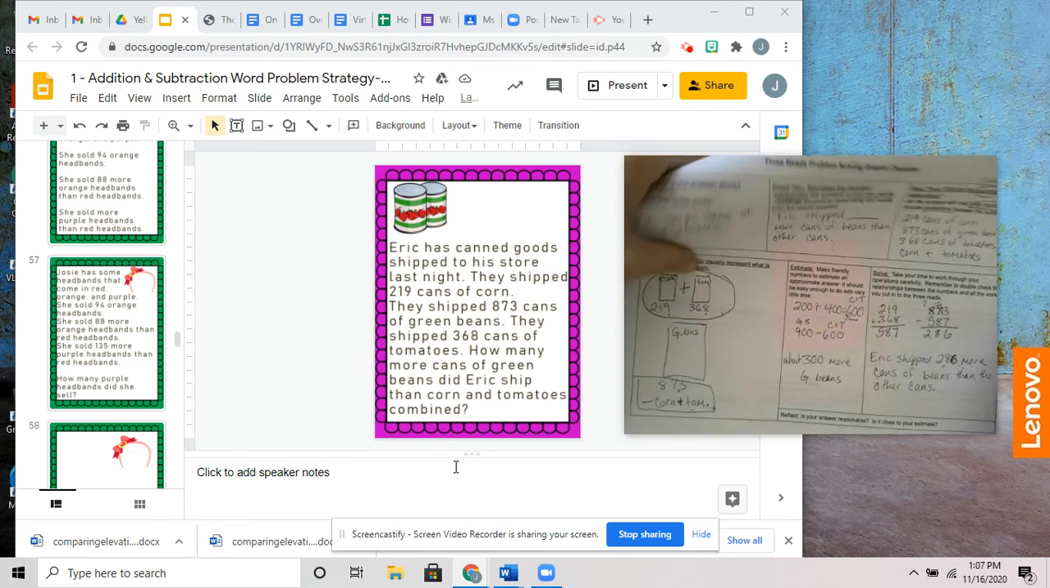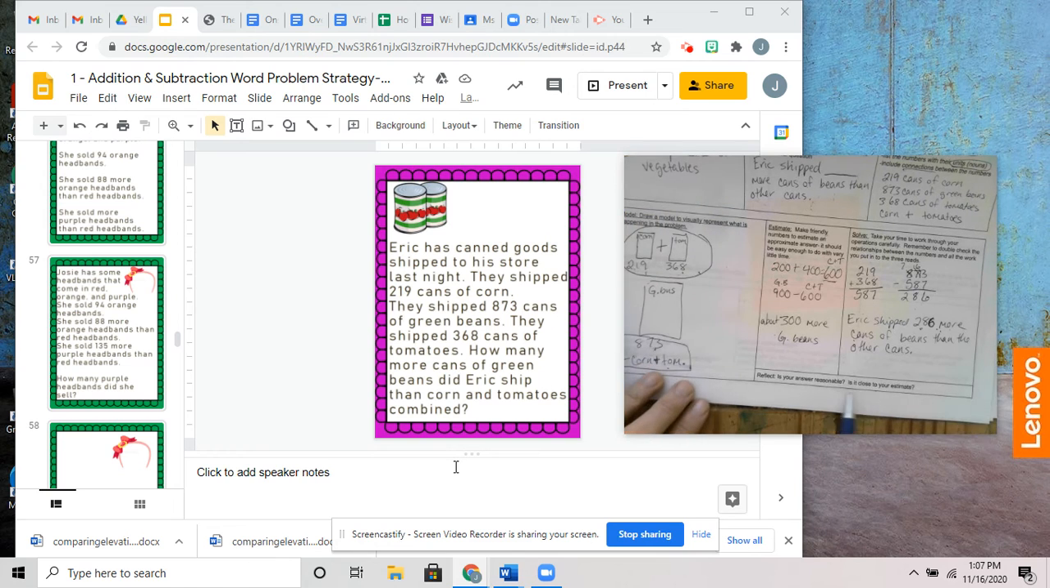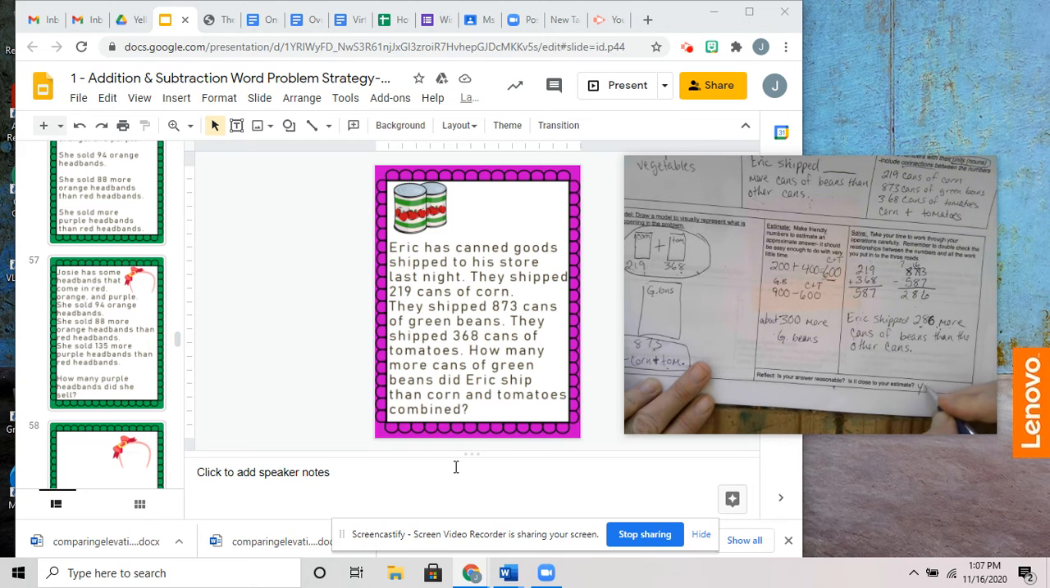All right. So then finally, with this 3 reads process, we're going to reflect. Is it reasonable? So my estimate was 300. Is 286 close to 300? Sure enough. So is my answer reasonable? Yes.